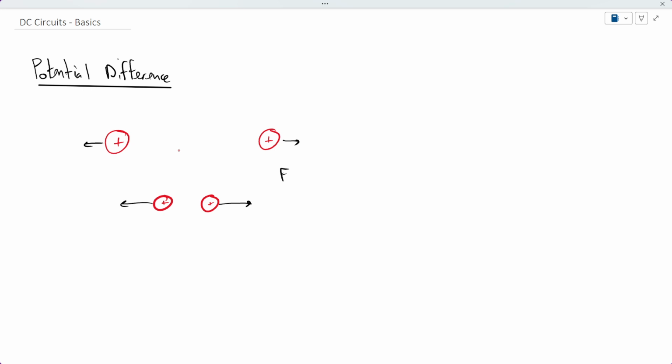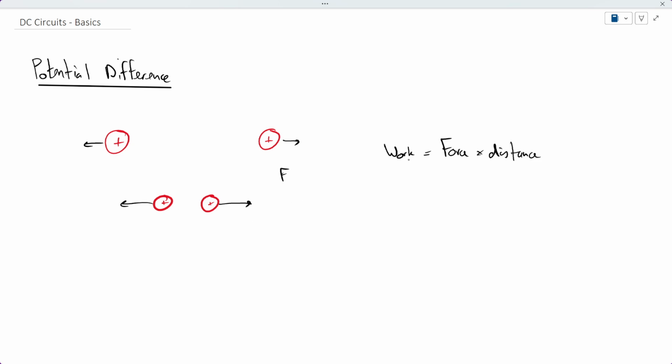What's happened here then for me to bring these closer together is that I've had to do some work. Remember, in physics, the definition of work is force times distance moved in the direction of the force. So if I've done work, I have transferred energy. So you can imagine having two charged particles, a bit like two magnets that repel each other, and for you to push them together, you're having to put some energy in, you're having to do some work.